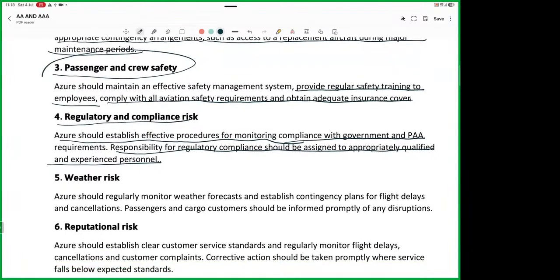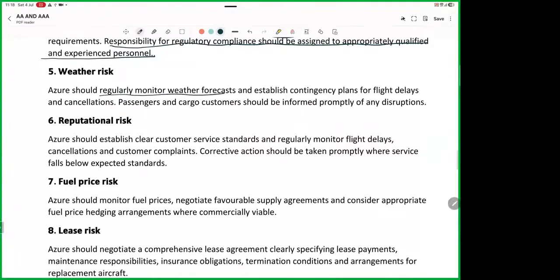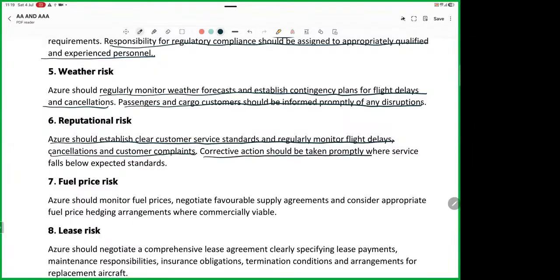Weather risk. AZUA should regularly monitor weather forecasts and establish contingency plans for flight delays and cancellations. Passengers and cargo customers should be informed promptly of any disruptions. Reputational risk. AZUA should establish clear customer service standards and regularly monitor flight delays, cancellations, and customer complaints. Corrective action should be taken promptly where service falls below expected standards.